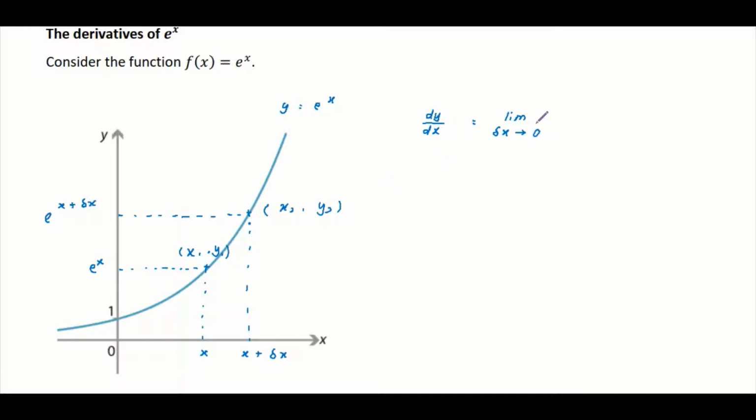Okay, so let's try to substitute. The formula for gradient: y2 minus y1, which is e to the power of x plus small change in x, minus e to the power of x, over your denominator, which will be x plus small change in x, and then minus x. Let us try to simplify that as the limit of small change in x approaches 0.